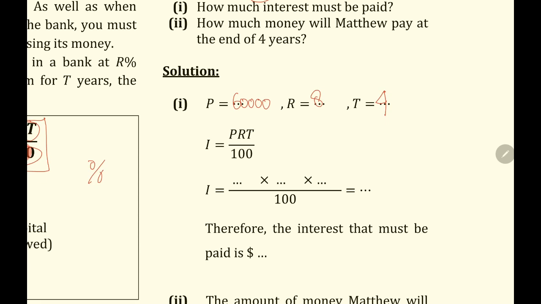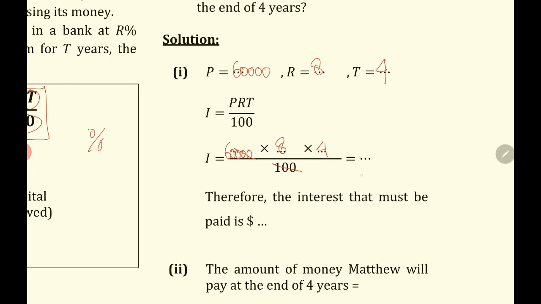So now we just substitute again here. So this is 60,000 times the rate times 8 times 4. So we can cancel the zeros here with the 100. So 8 times 4 is 32 times 600. So we are looking at 19,200. Okay, so this is the simple interest that Matthew has to pay.